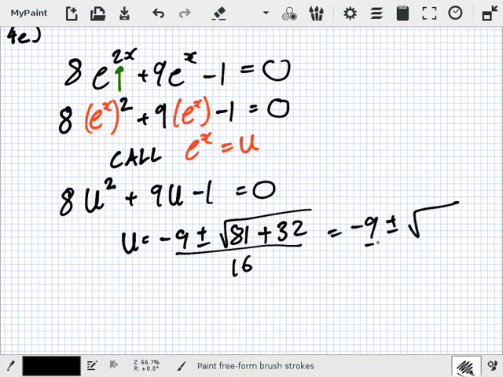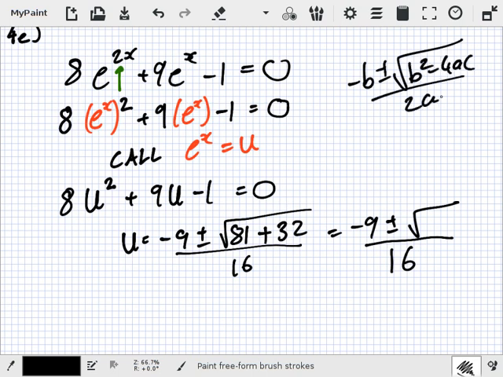Yeah, the formula. I'll just write it here for you. You mean this one? Yes. Um, 81 and 32, what's that now? 113? Yeah. So unfortunately this has a decimal.